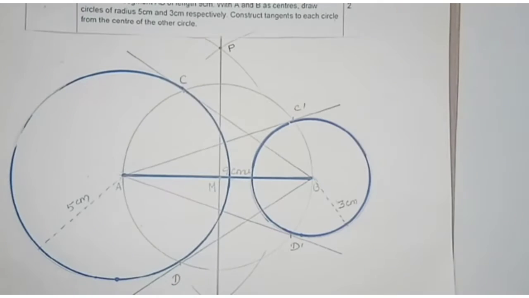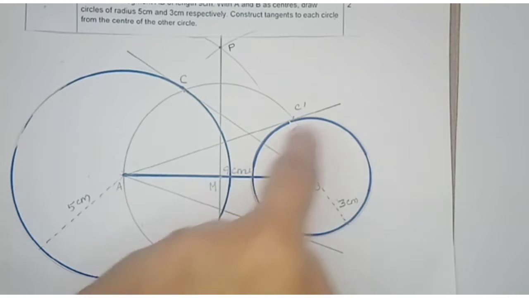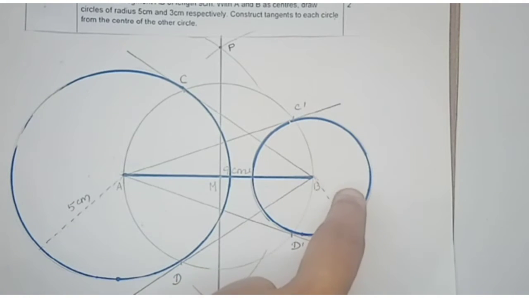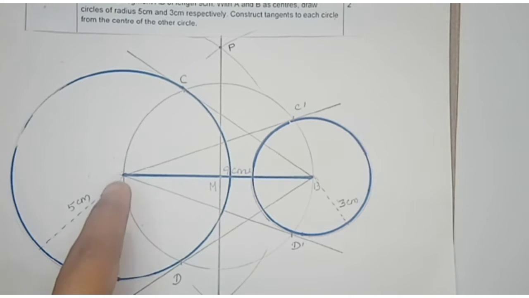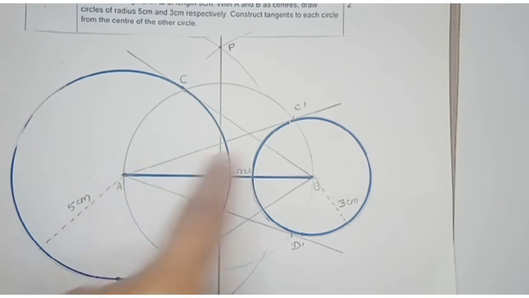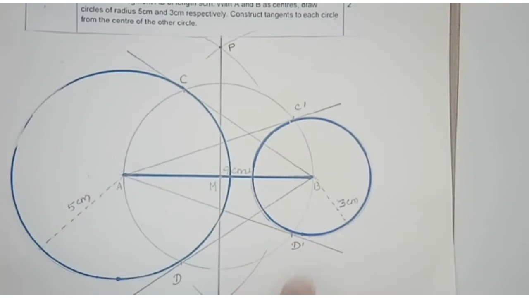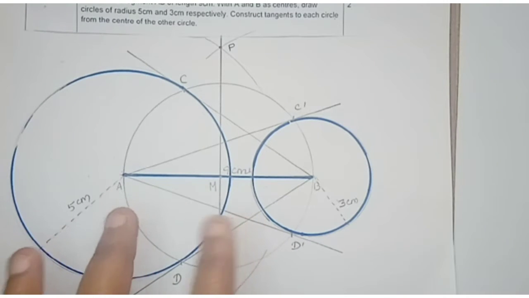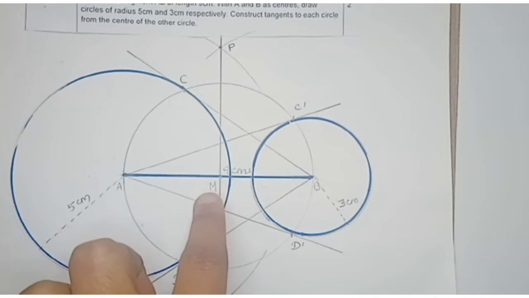So after drawing the circles, to construct tangents to each circle from the center of the other circle, that is from B, the center of the 3 centimeter circle, draw tangents BC and BD. And with A as center, of radius 5 centimeter, we need to draw tangents AC dash and AD dash. In order to do that, first we need to find this midpoint.